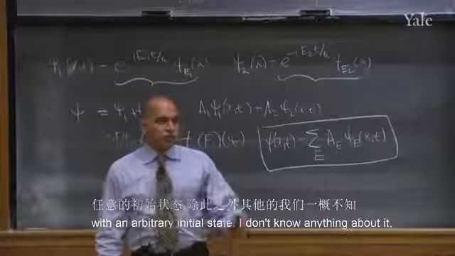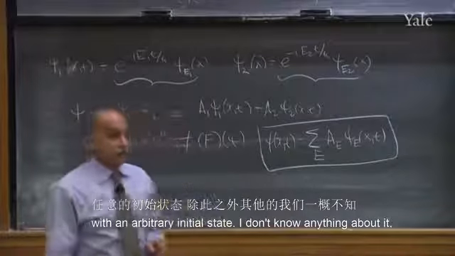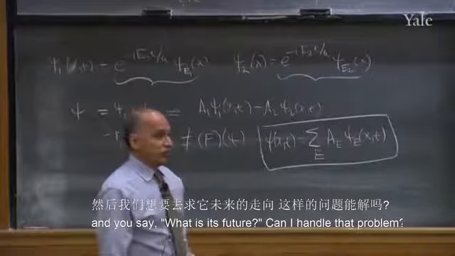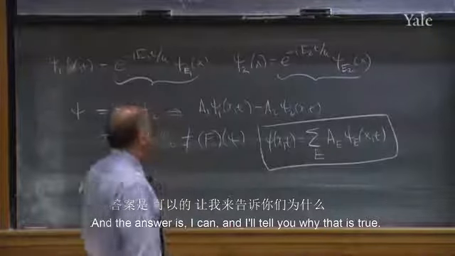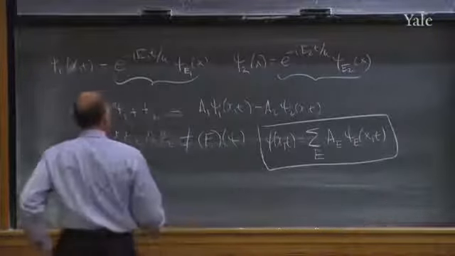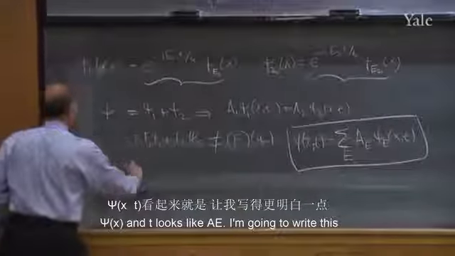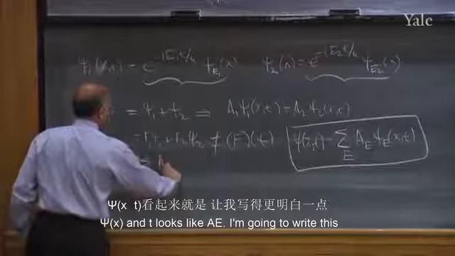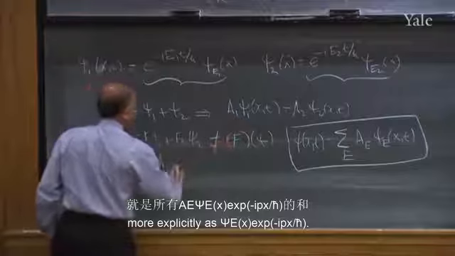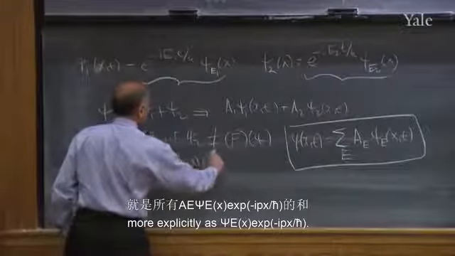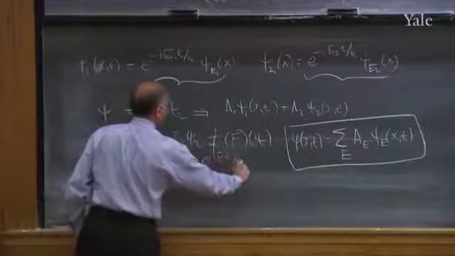In other words, suppose you come to me with an arbitrary initial state. I don't know anything about it. And you say, what is its future? Can I handle that problem? The answer is I can, and I'll tell you why that is true. Psi of x and t looks like a sub e. I'm going to write this more explicitly as psi sub e of x e to the minus i e t over h bar.